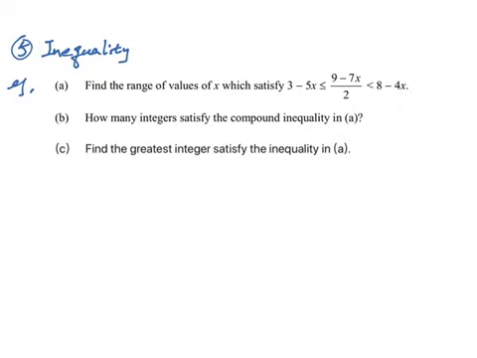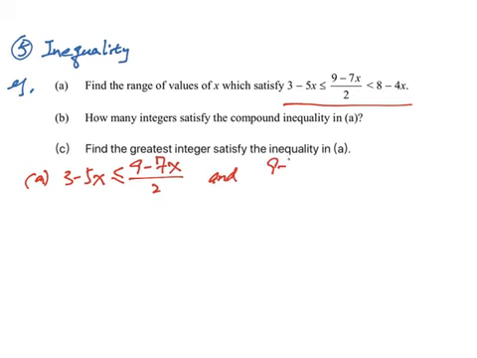Let's see an example. For this between inequality, we'll separate into two parts. One is 3 minus 5x less than or equal to 9 minus 7x over 2. It is the AND case. And 9 minus 7x over 2 less than 8 minus 4x. Next, we do it one by one. So for the left hand side, times 2 on both sides, it becomes 6 minus 10x less than or equal to 9 minus 7x.